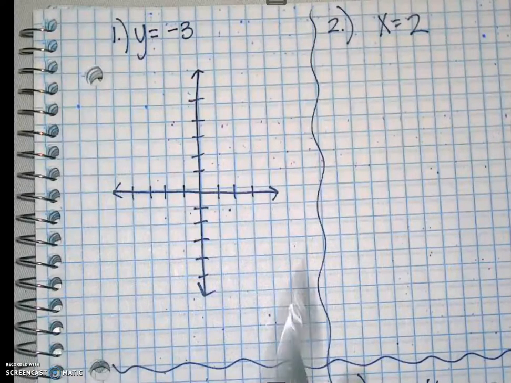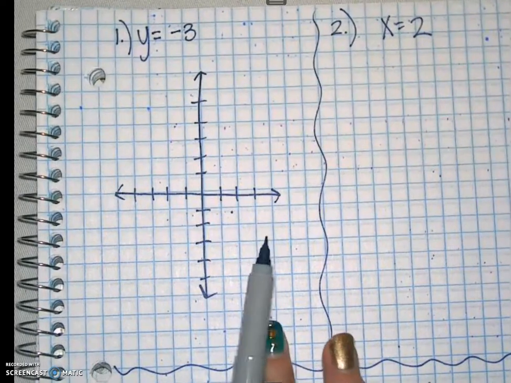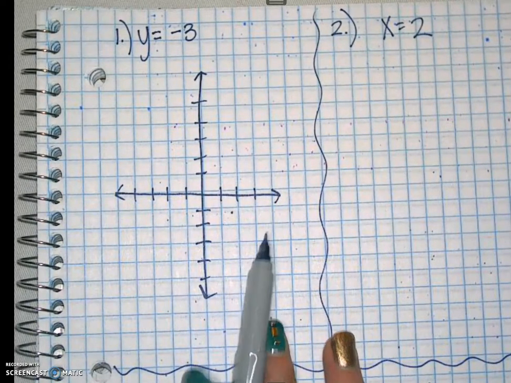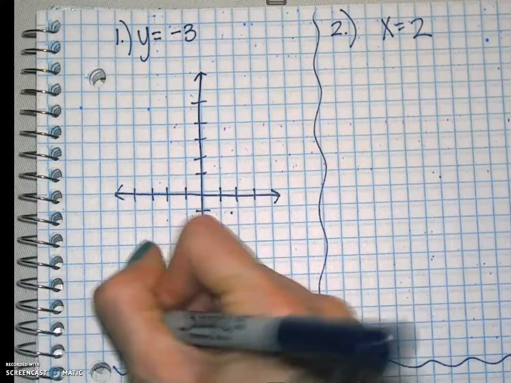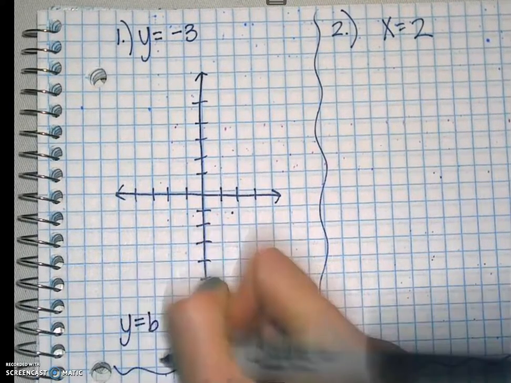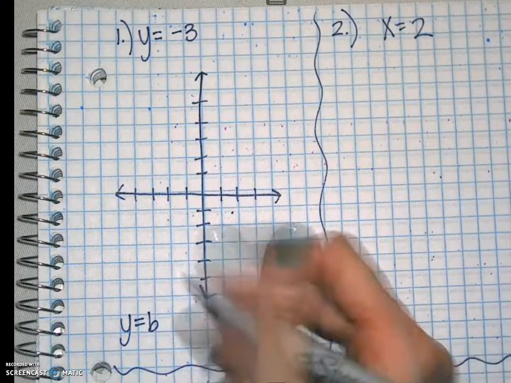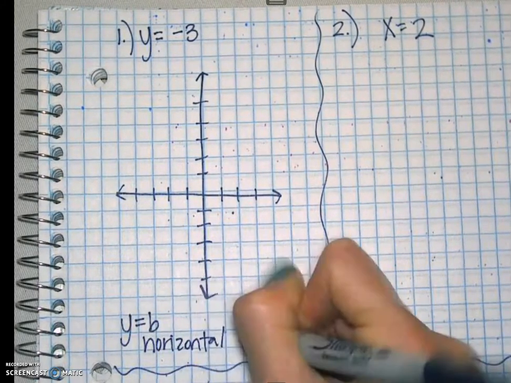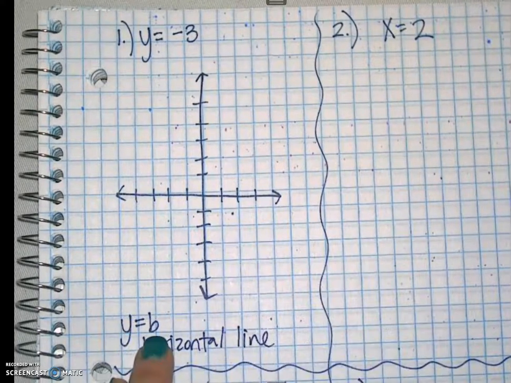Okay, so let's talk about this first one. First of all, I really hope that you didn't make a table. I hope you remember those 2 hints we just talked about, that when you have something that looks like y equals b, what that means is it's a horizontal line, because that means that every single y is the same.